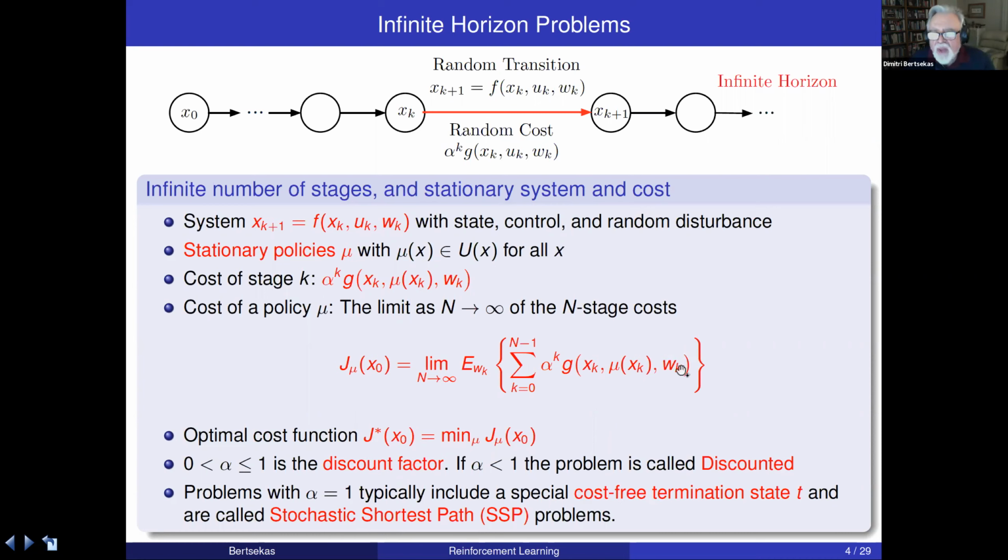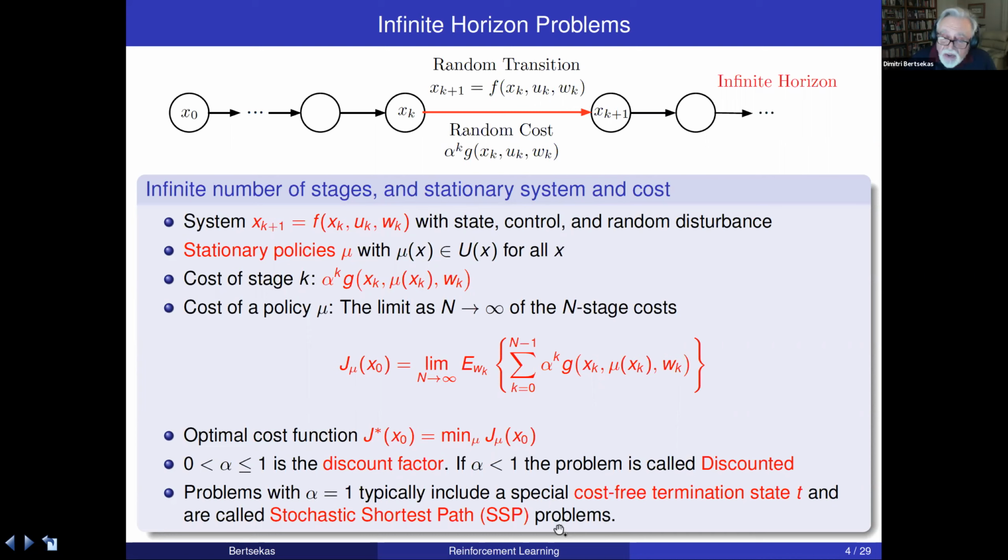Now, if there are no stochastics, w_k is a deterministic quantity, then this becomes like a deterministic shortest path problem that you learn about in the first course in algorithms, one of the most basic problems in optimization.